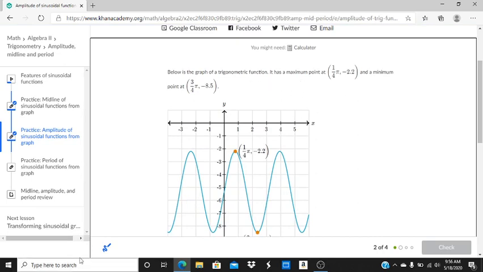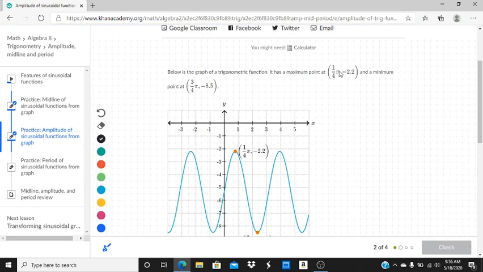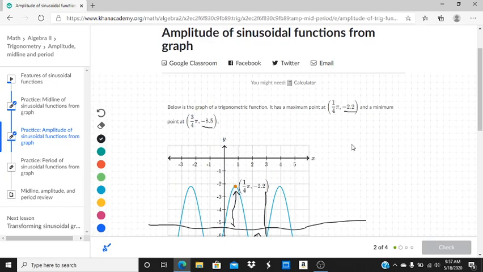It has a maximum point at 1/4 pi, negative 2.2, and a minimum point at 3/4 pi, negative 8.5. We want to find the amplitude, and the amplitude is going to be the distance from the midline to the minimum, the y values, or from the midline to the maximum. Okay, so it's going to be half the distance from negative 2.2 to negative 8.5.